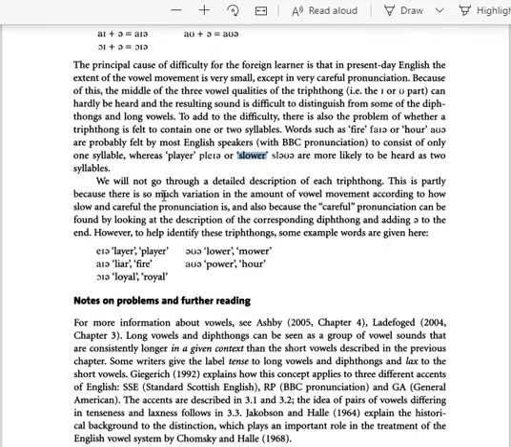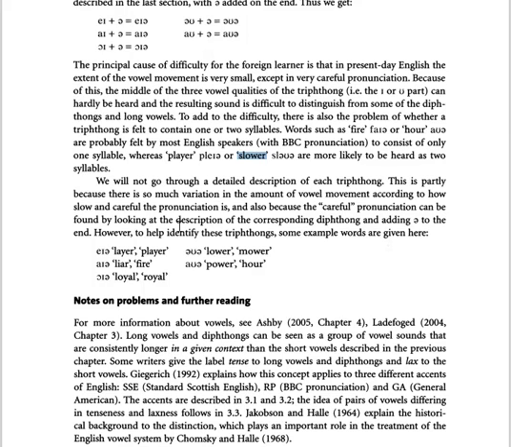We will now go through a detailed description of each triphthong. This is partly because there is so much variation in the amount of vowel movement according to how slow and careful the pronunciation is, and also because the careful pronunciation can be found by looking at the description of the corresponding diphthong and adding the sound schwa to the end. However, to help identify these triphthongs, some example words are given here.